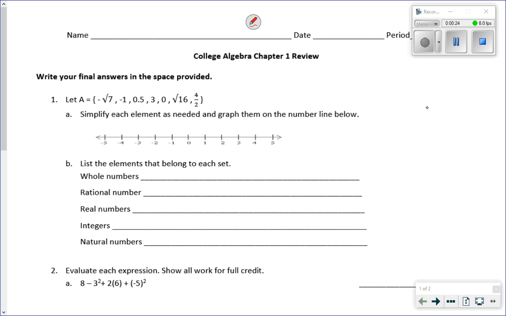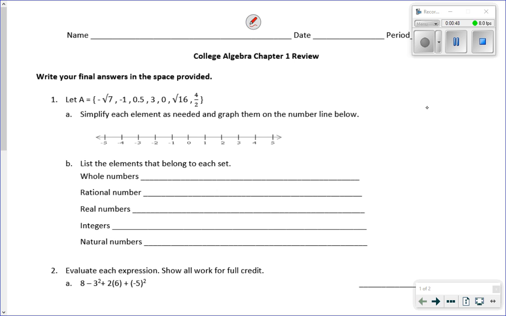Okay, so the first set of directions here, all of them say write your final answers in the space provided. So there's going to be lines off to the right where you're going to fill your answer in. And then for number 1, it gives us a set A, and it has a bunch of numbers there. And we need to simplify those numbers and plot them on the number line in order from smallest to biggest. And then when we do plot these points, we're going to label them as well.